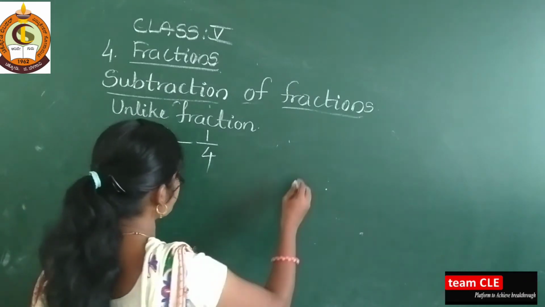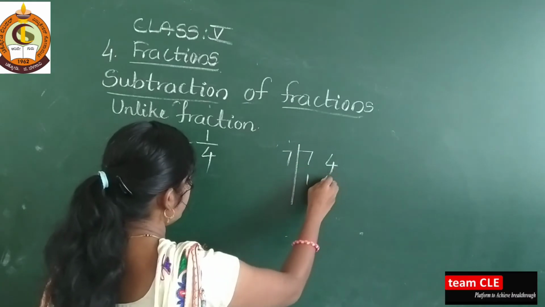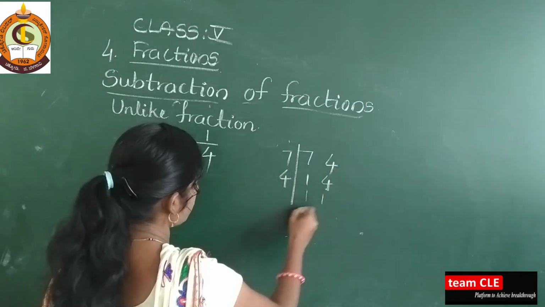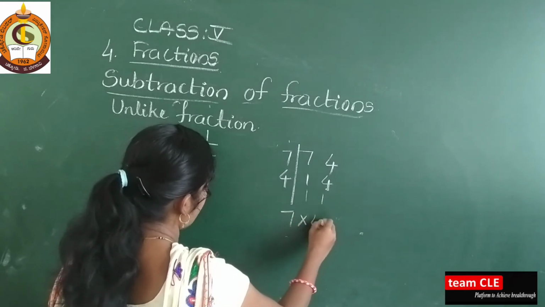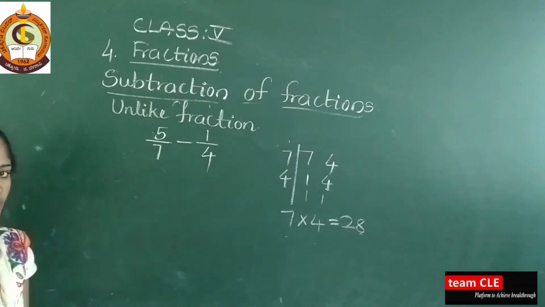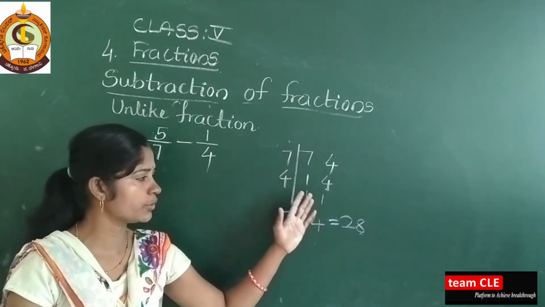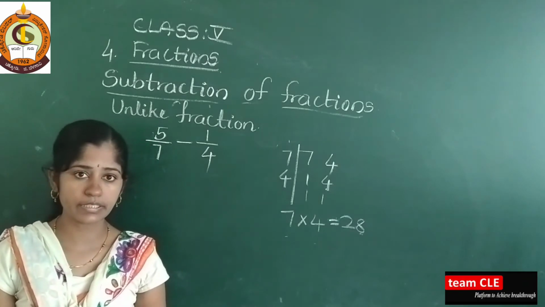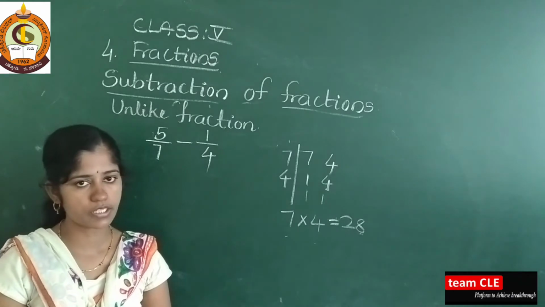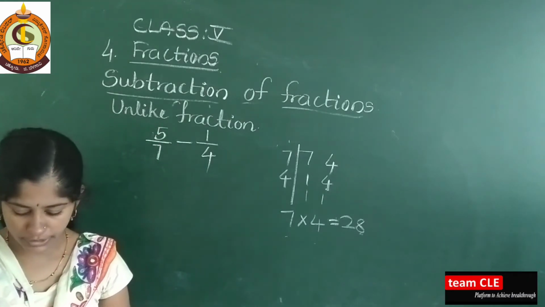If you have a confusion, then I will solve it here. 7 ones are 7 and 4 as it is. Take 4, 1 as it is, 4 ones are 4. 7 fours are 28. Dear students, if you have one prime number and one composite number, there is no need to solve this step. If you write directly 7 4s are 28, that is also correct. So the LCM of 7 and 4 is 28.